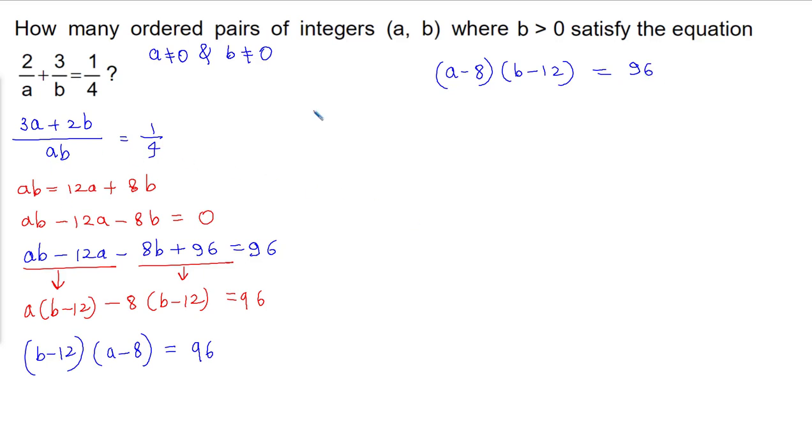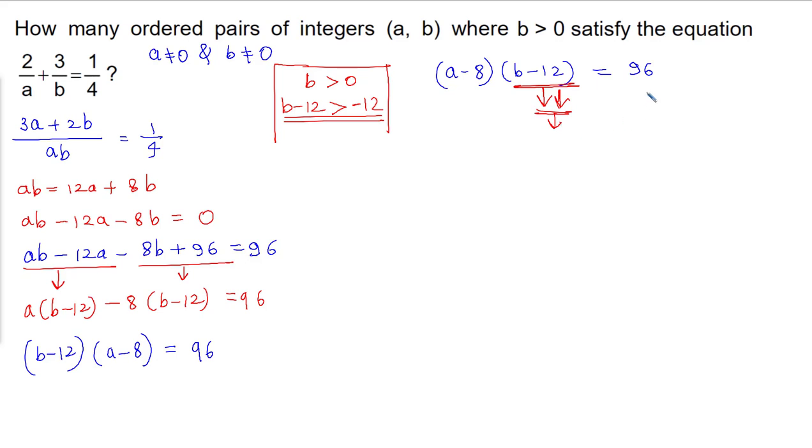Now look here, the condition is that the value of b should be greater than 0. Over here it is b - 12, so let's subtract 12 from both sides, so b - 12 should be greater than -12. We need to take care of the value that this bracket will take. Sorry, let me correct this: the value that b - 12 will take should be more than -12.